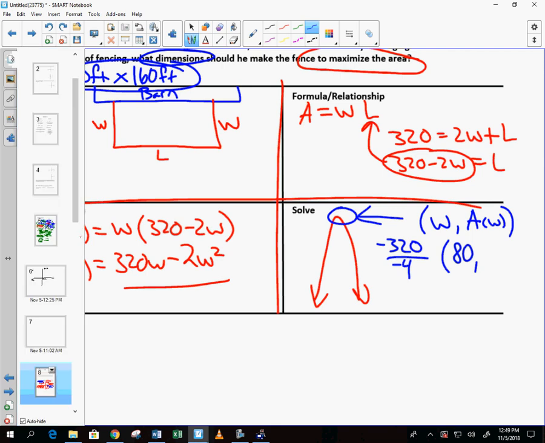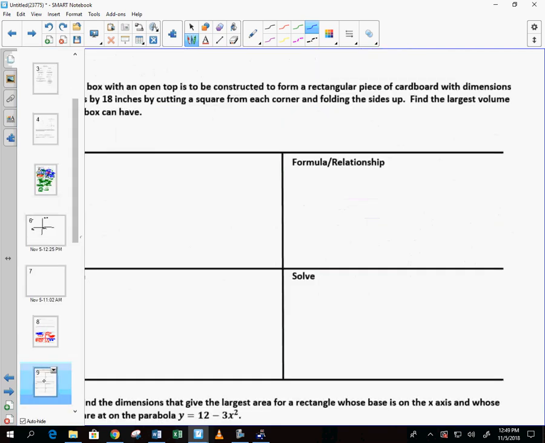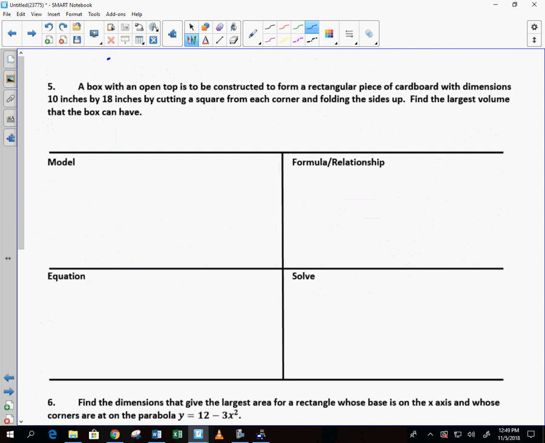One more example for today. We come back to a problem you're familiar with. A box with an open top is to be constructed from, not to form, from a rectangular piece of cardboard with dimensions 10 by 18. So I've got this piece of cardboard. It measures 10 by 18.